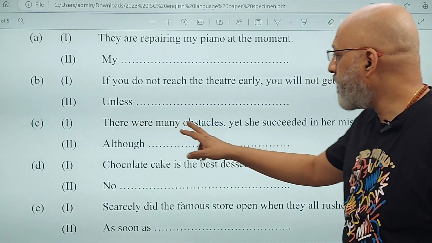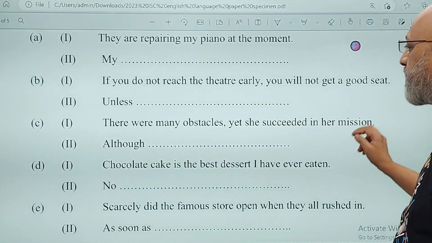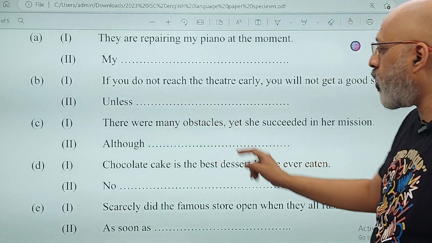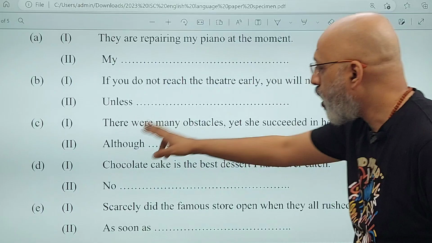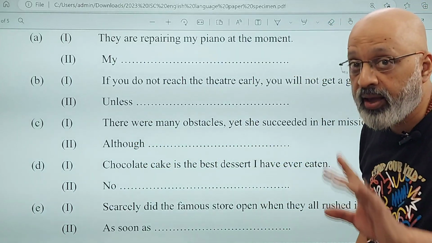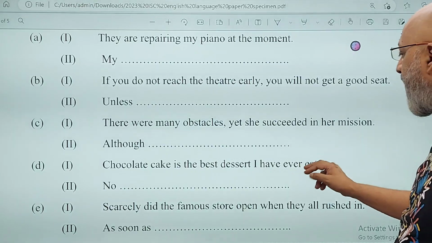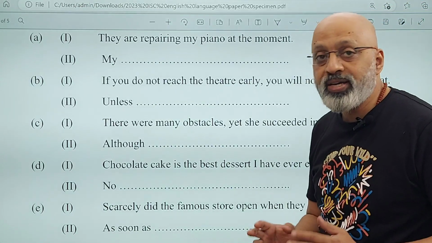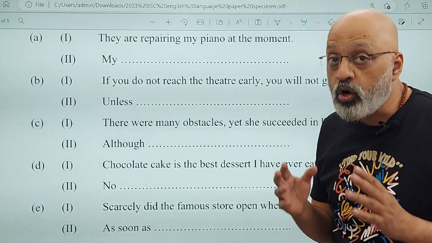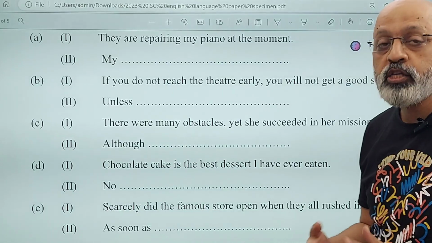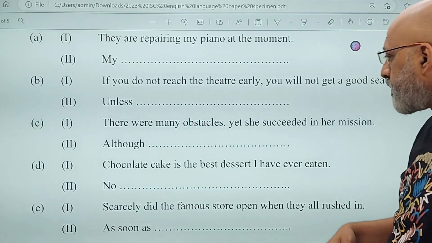There were many obstacles, yet she succeeded in her mission. Although there were many obstacles, she succeeded in her mission. Although will not be used with yet, don't make this mistake. Chocolate cake is the best dessert I have ever eaten. No dessert that I have eaten. You have to start with No. No dessert that I have ever eaten is better than chocolate cake.